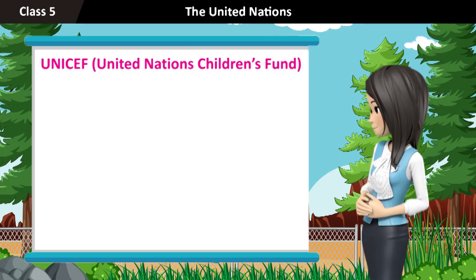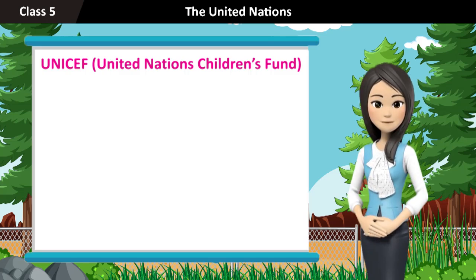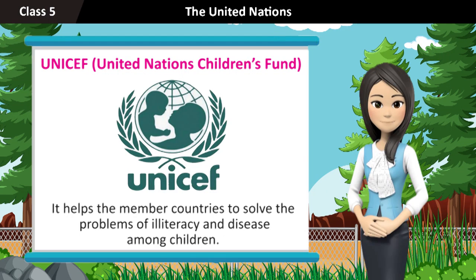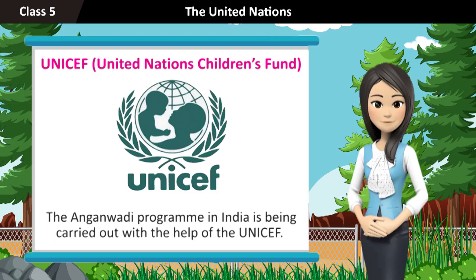UNICEF, United Nations Children's Fund. Its headquarters are in New York. It is supported entirely by voluntary contributions from government and individuals. It helps the member countries to solve the problems of illiteracy and disease among children. The Anganwadi program in India is being carried out with the help of the UNICEF.